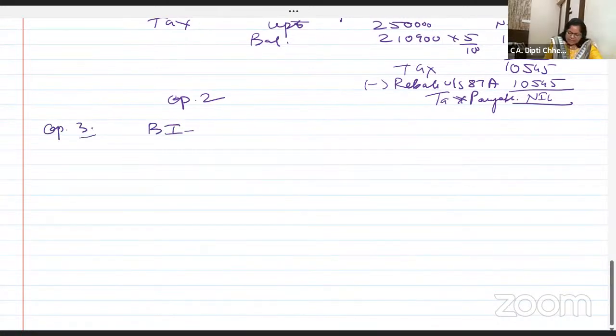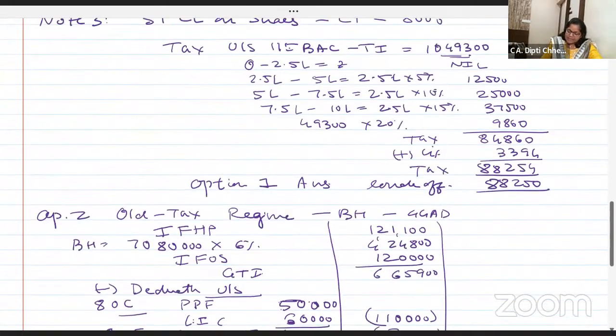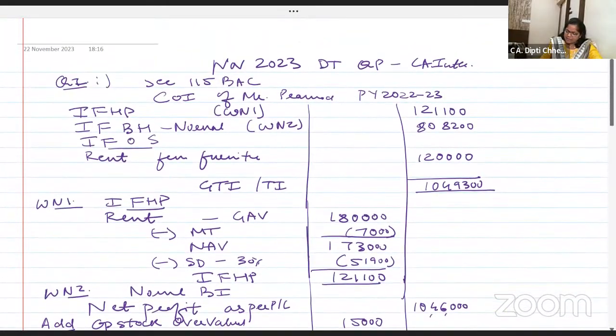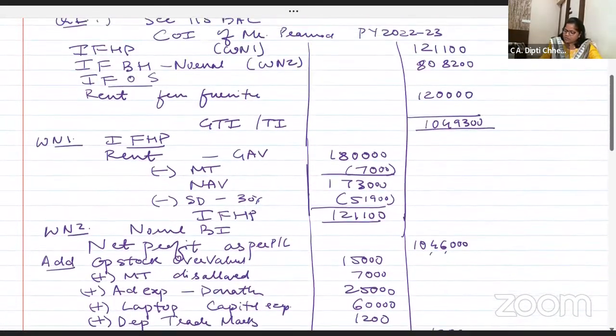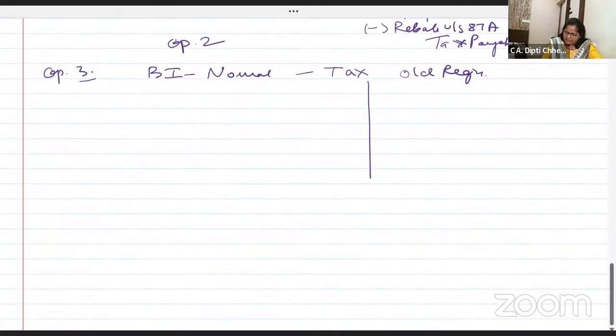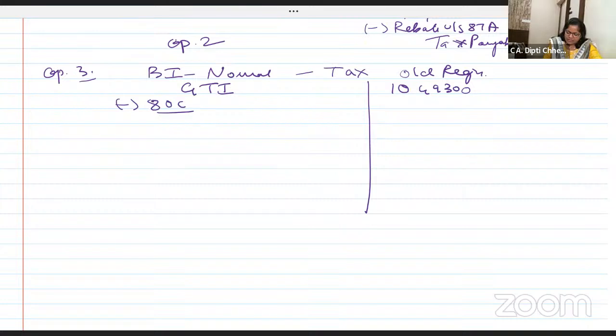Option 3 is business income normal, not presumptive. And he does not opt for old 115BAC. So tax calculate as per old regime. Business income normal है. So can we use the option 1 wala part? If business income is normal, can we take gross total income and copy it? Ma'am, can we do like that in exam also? Yes. Gross total income 10,49,300. Just take it.